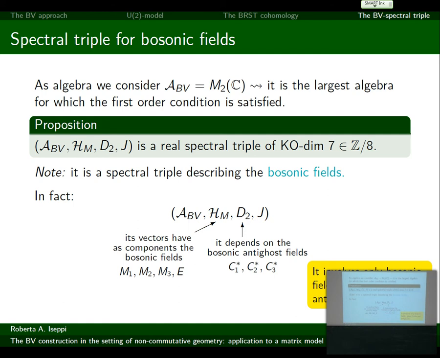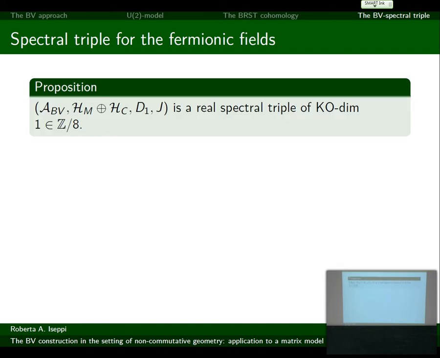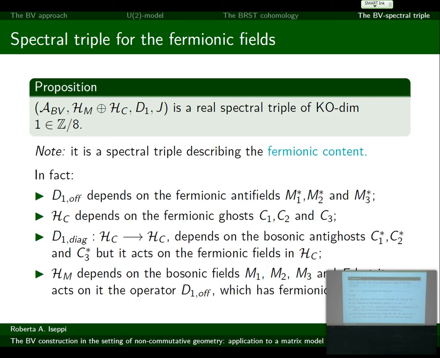What about if we consider D1? Remember that D1 was again an 8x8 matrix. This time we have to consider the full Hilbert space. If we consider the triple with the Dirac operator given by D1, this is a real spectral triple of KO dimension 1. And this is in some sense describing the fermionic part.